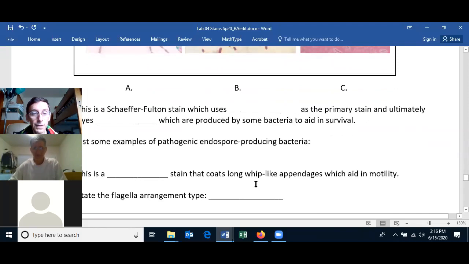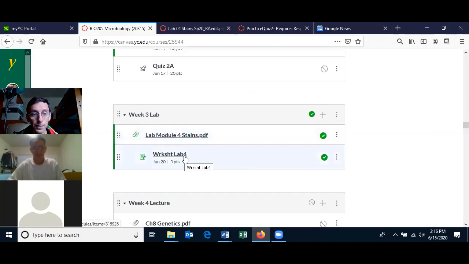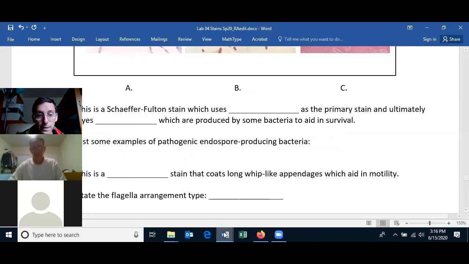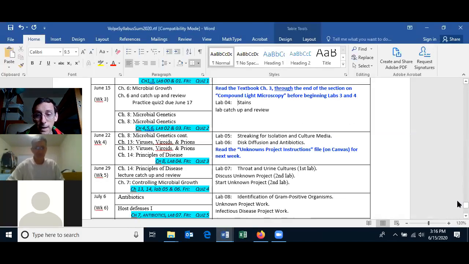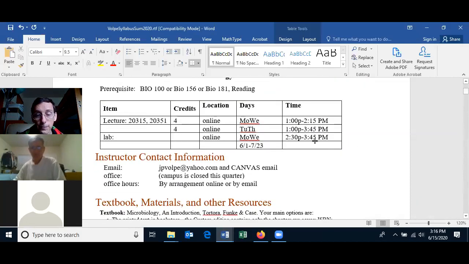Then do the worksheet. Remember to get the link from the lab module for the worksheet, and then submit the worksheet. Are there any questions? If not, I will stay in the lab to answer any questions until 3:45. So you have about a half an hour to work on the lab, and I will be here if you have questions. If not, I'll see you next time.